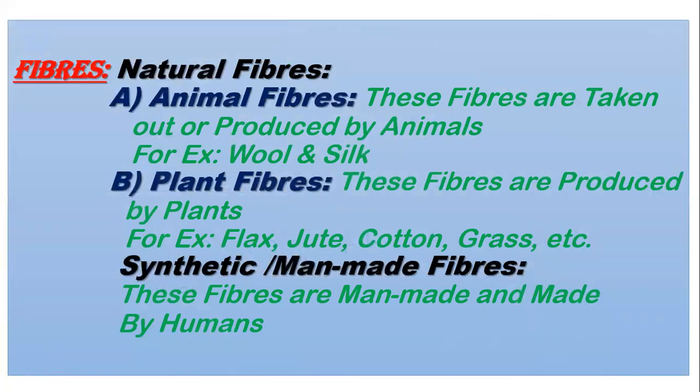Now it's the theory part. Fibers. Number one, natural fibers. Natural fibers are divided into two parts, animal fibers and plant fibers. Animal fibers are the fibers that are taken out or produced by animals. For example, wool and silk. And plant fibers are the fibers that are produced by plants. For example, flax, jute, cotton, grass, etc. And synthetic or man-made fibers are the fibers that are made by humans.